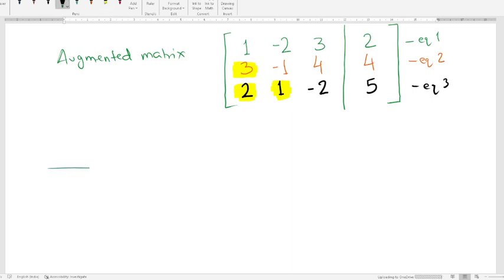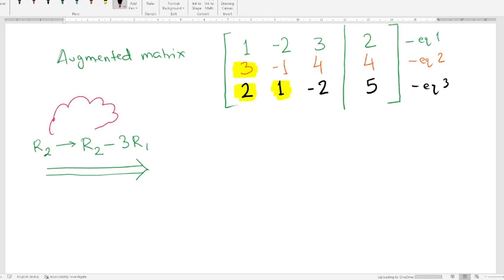And let's see what the operation is. In order to make this 3 equal to 0, we need to change R2, correct? We can write R2 as R2 minus 3 times R1. So, what is happening? When we do R2 equals R2 minus 3 times R1, the R2 element is 3 minus 3 times the R1 element, which is 1, for the first column, right? And hence we are going to get a 0.